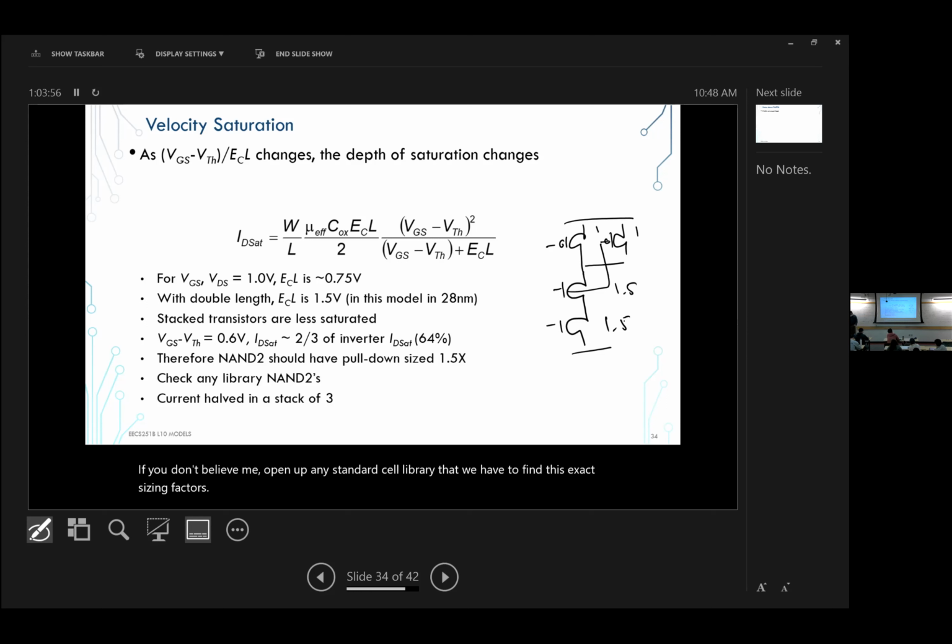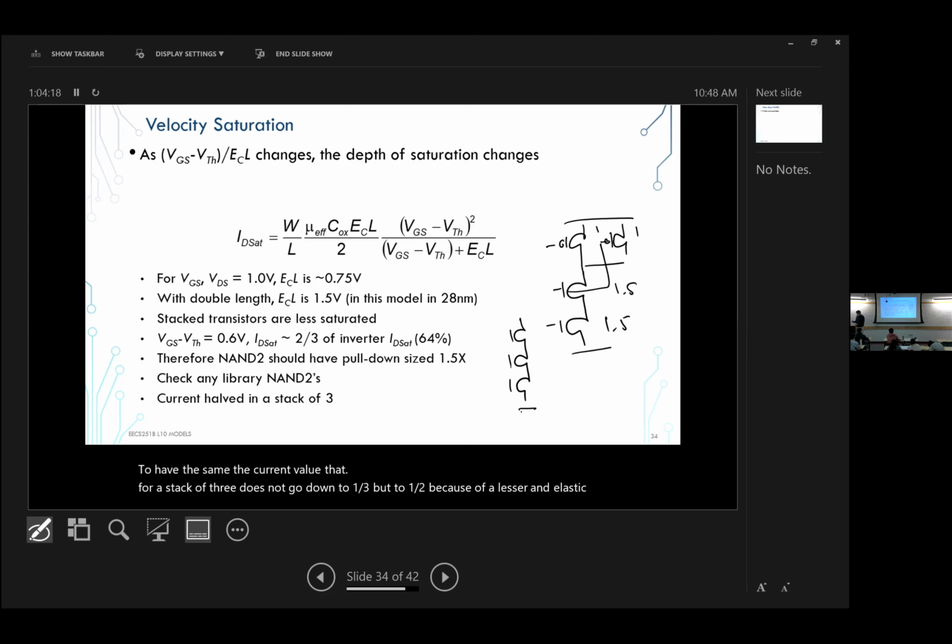How about the stack of 3? To have the same current, if you evaluate that, for a stack of 3, the current does not go down to 1/3, but to 1/2 because of a lesser velocity saturation. And as a result, you should upsize them by a factor of 2. Take a look at any standard cell library and you'll see.